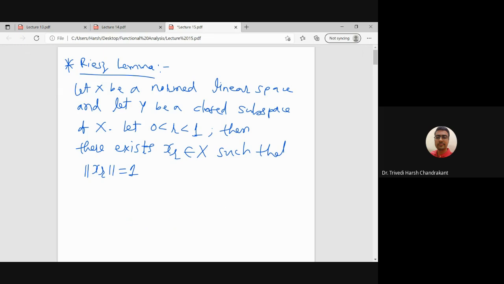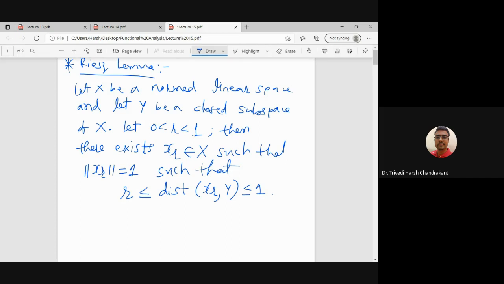So what this result says is that whenever we have a closed subspace Y of X and a number r between 0 and 1, there exists xr on the unit sphere such that r is less than or equal to the distance of xr from Y, which is less than or equal to 1. So what does this result say?